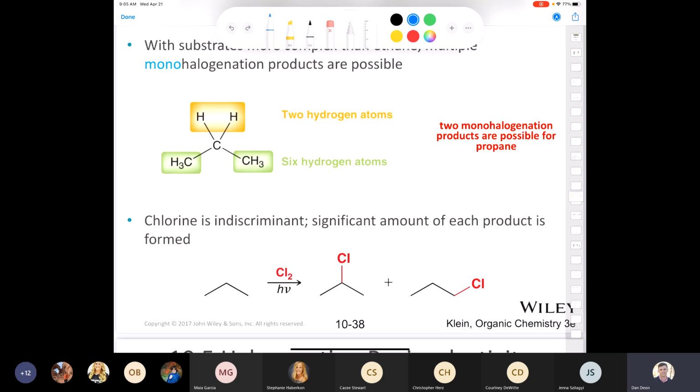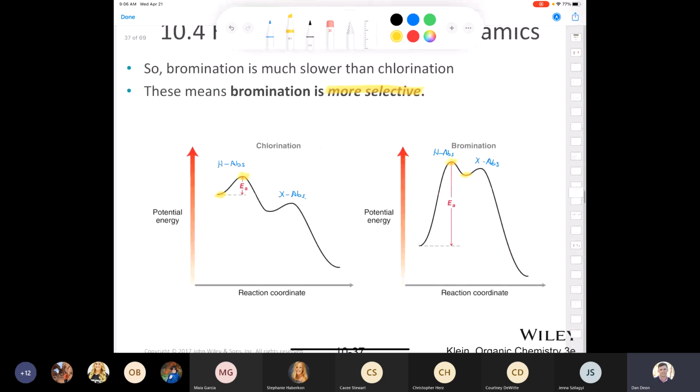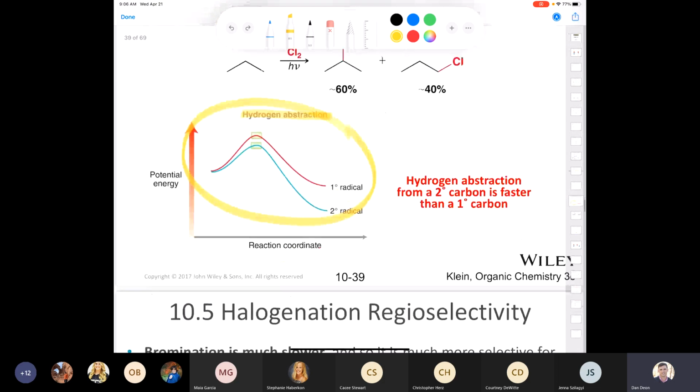Now, what's the ratio that should be formed here? Since we have a total of 6 of these and 2 of these, the ratio should be 3-to-1. You should have 3 times as much of this as you do this, shouldn't you? But if you actually do the reaction, what you see is that's not what occurs. You actually end up with 60% of the 2-chloropropane and 40% of the 1-chloropropane. Well, why is that? If we take a look at that first step, this is just the hydrogen abstraction. If you're not following me, what you see in this yellow circle here is this part right here. We're just examining the first step in gross and gory detail.